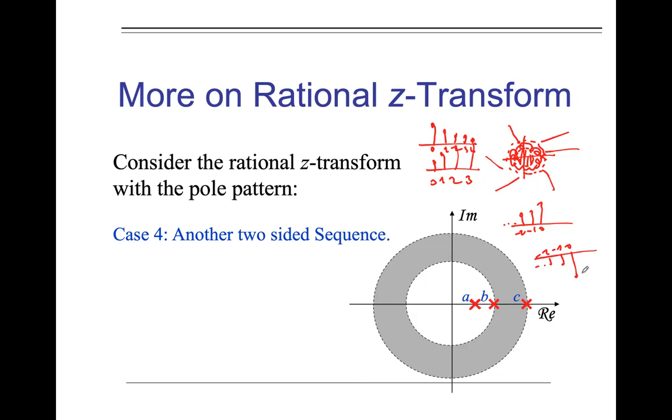What do I mean by both-sided or two-sided? I will have this one. One side goes to positive infinity, the left side goes to negative infinity, both ways. So this one will be right-sided about pole B and left-sided about pole C. Is that clear?